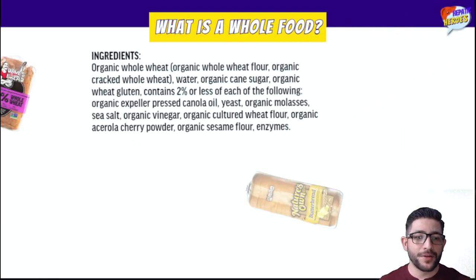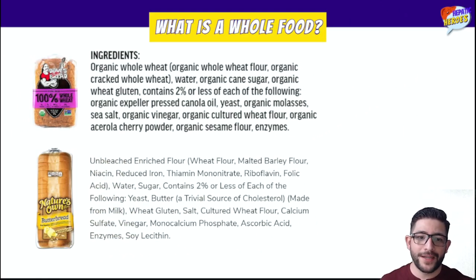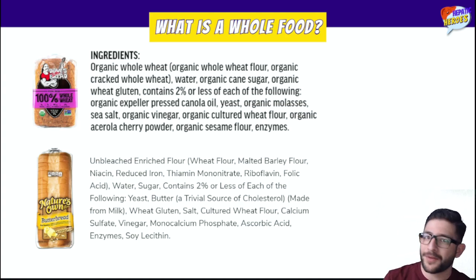And finally, it's important to note that the order of the ingredients matters as well. They are listed from greatest amount to least amount. So if that bread or pasta or whatever it is has whole grain wheat listed as the first ingredient or one of the first ingredients, that means it's mostly made up of that whole grain. However, if you see that the whole grain wheat is listed somewhere in the middle or towards the end of the list, then it's not going to have that much whole grain in it.